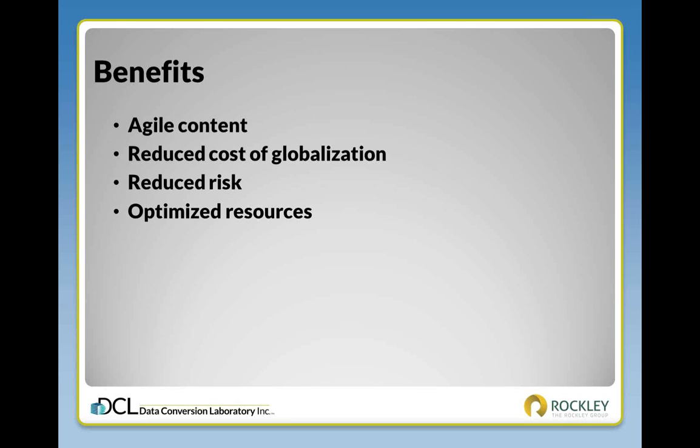We can reduce the cost of globalization. So we're looking at translation. Again, if our content is modular, if our content is structured, we're going to reduce the cost of translation. Some of that content has already been translated for another use, possibly a previous version or used in a related product. So again, obviously that doesn't have to get translated again.